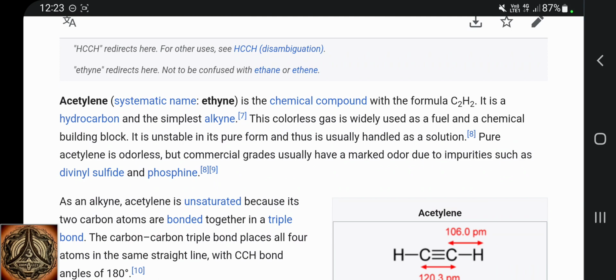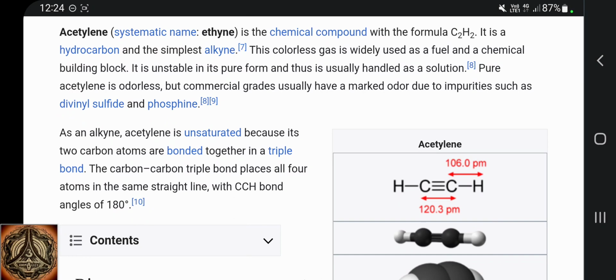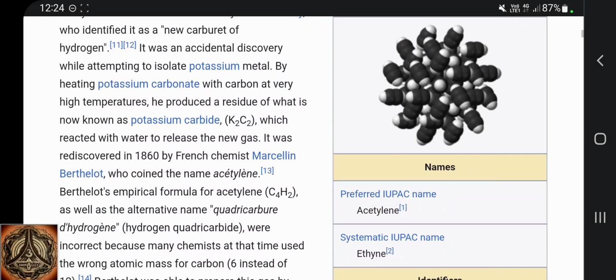It is unstable in its pure form and thus it is usually handled as a solution. Pure acetylene is odorless, but commercial grades usually have a marked odor due to impurities such as divinyl sulfide and phosphine. As an alkyne, acetylene is unsaturated because its two carbon atoms are bonded together in a triple bond. The carbon-carbon triple bond places all four atoms in the same straight line with CCH bond angles of 180 degrees.